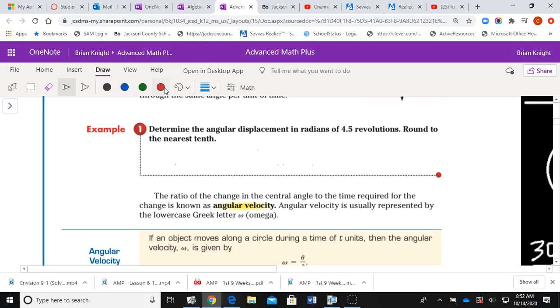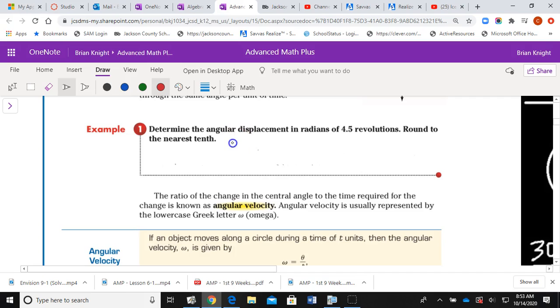Radians, okay? Radians, I like that. All right, so it says determine the angular displacement in radians of 4.5 revolutions. Well, 4.5 revolutions is just another word for rotation, okay? And the angular displacement means through how many degrees, or in this case, how many radians does it go through in 4.5 revolutions, not revelations.